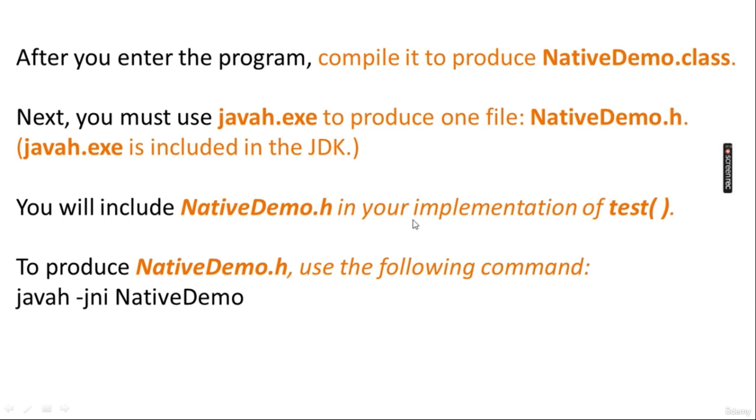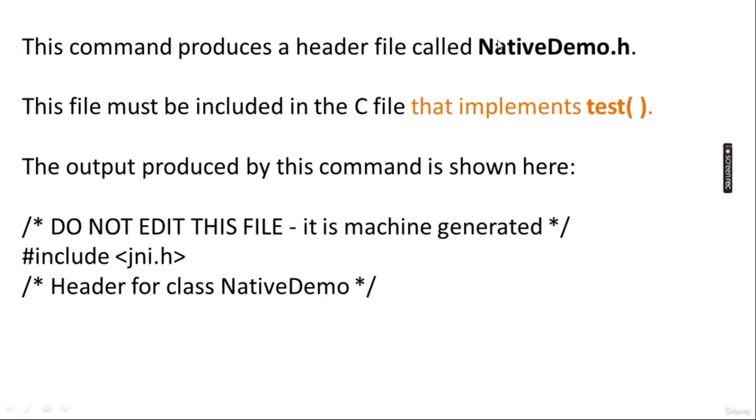NativeDemo.h is used in your implementation of the test method. So javah.exe is compulsory and it will produce the NativeDemo header file. Now to produce this header file, we have to run this command: javah -jni, that is Java Native Interface, and the name of the class. What is the class name? NativeDemo. So this is the syntax: javah, dash jni for Java Native Interface, and the class name. This command produces a header file called NativeDemo.h.